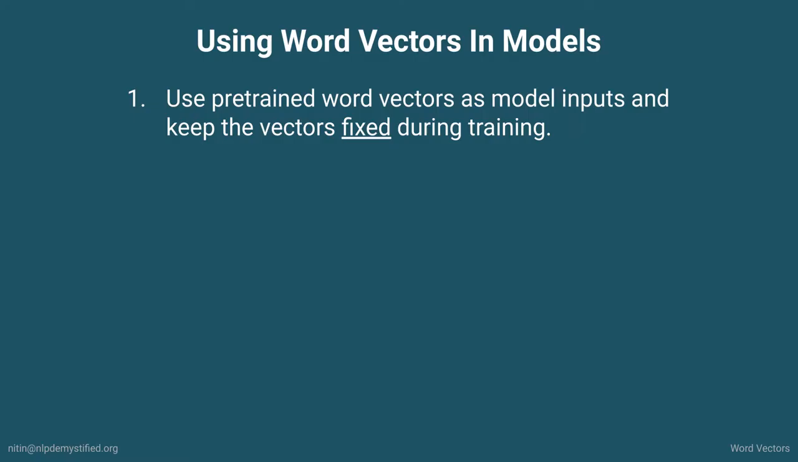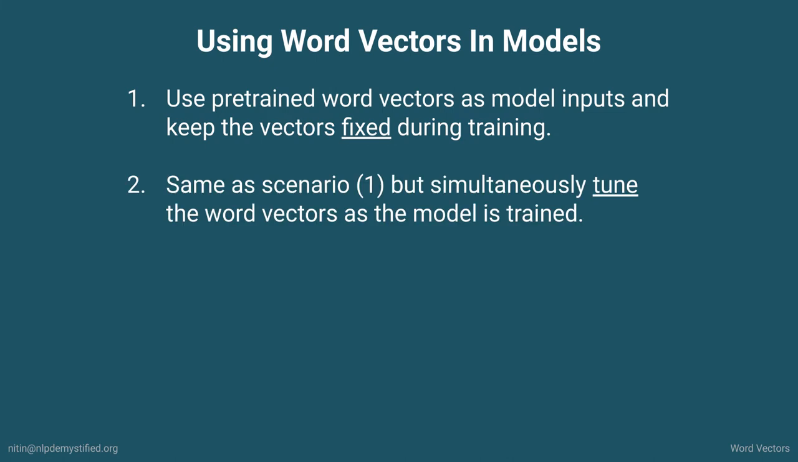Speaking of which, there'll typically be three ways word vectors will be used in models. The first is using pre-trained vectors as model inputs and keeping the vectors fixed during training. So for example, say we want to classify documents and we don't have a lot of data to create our own embeddings. We can download pre-trained word embeddings from somewhere else and use them to represent our documents, and we'll cover how to do that in the demo. In this case, the training algorithm will try to optimize the model on the classification task, but won't touch the word vectors, so the gradients will not propagate all the way back to the word vectors and adjust them.